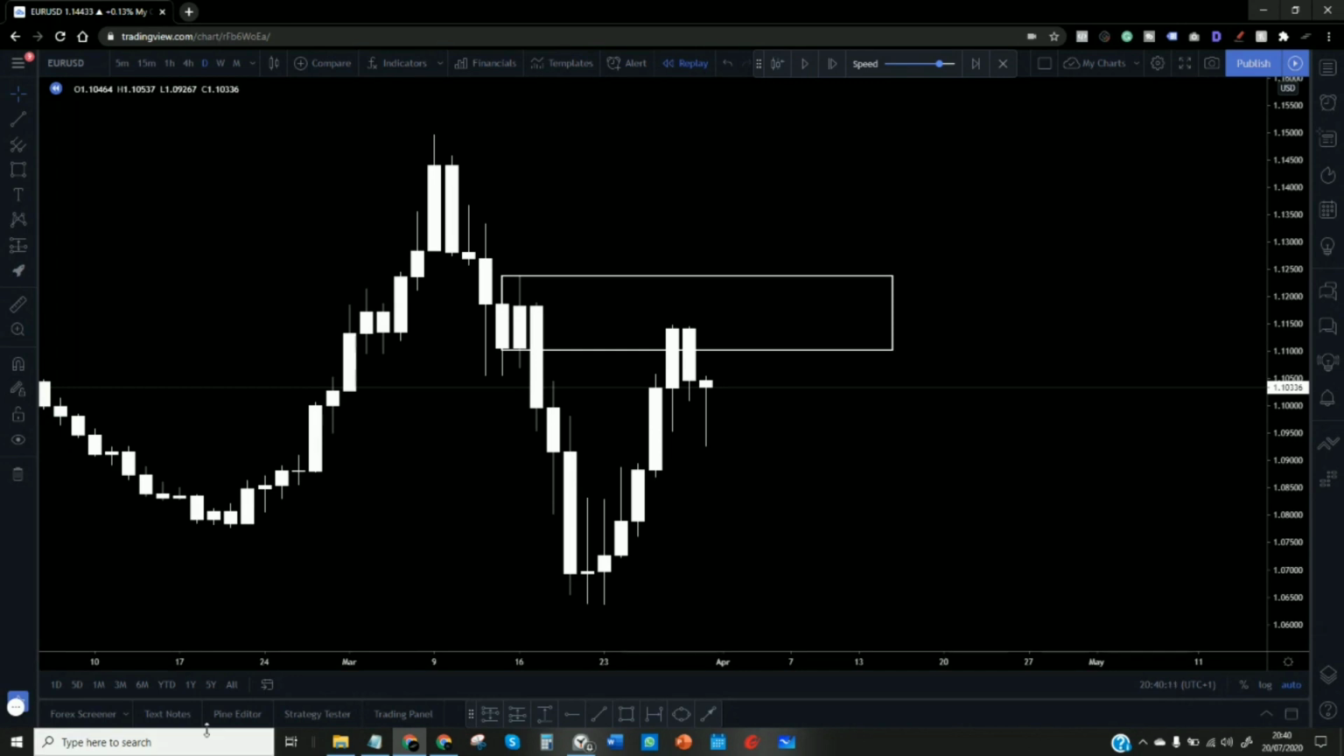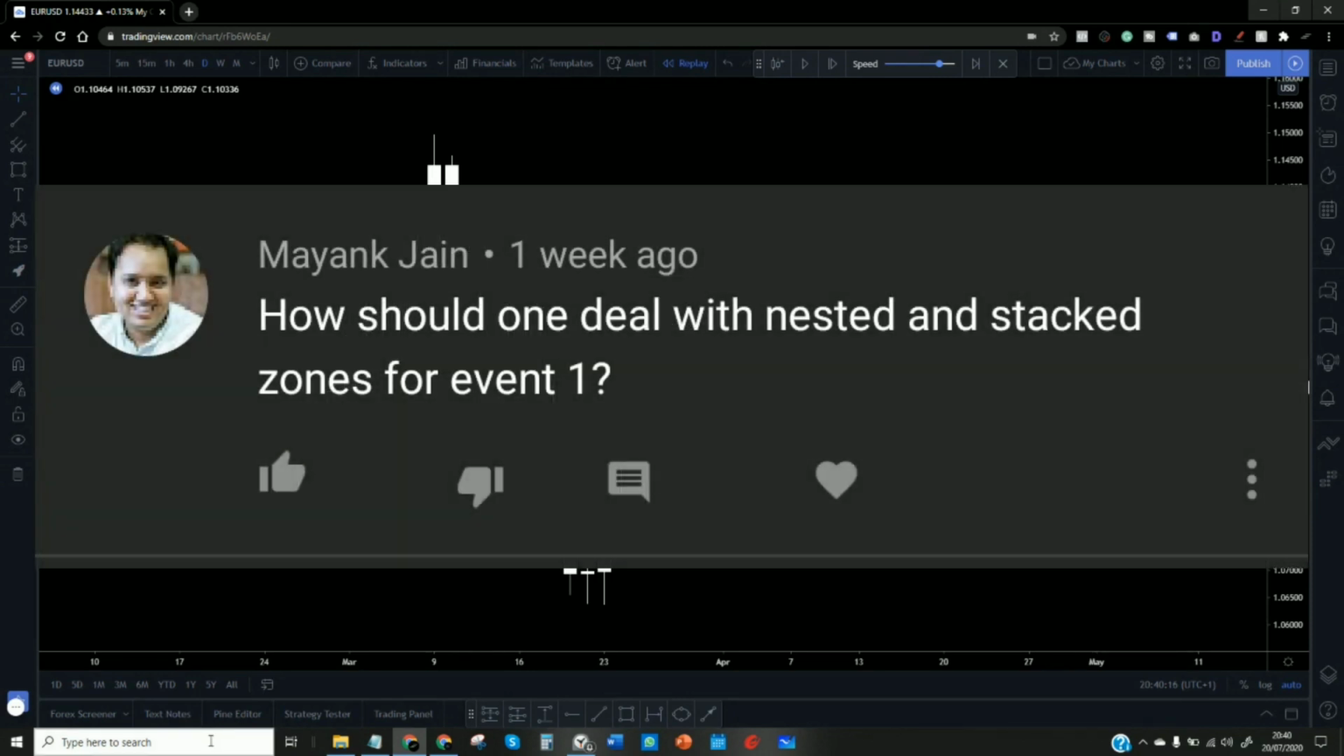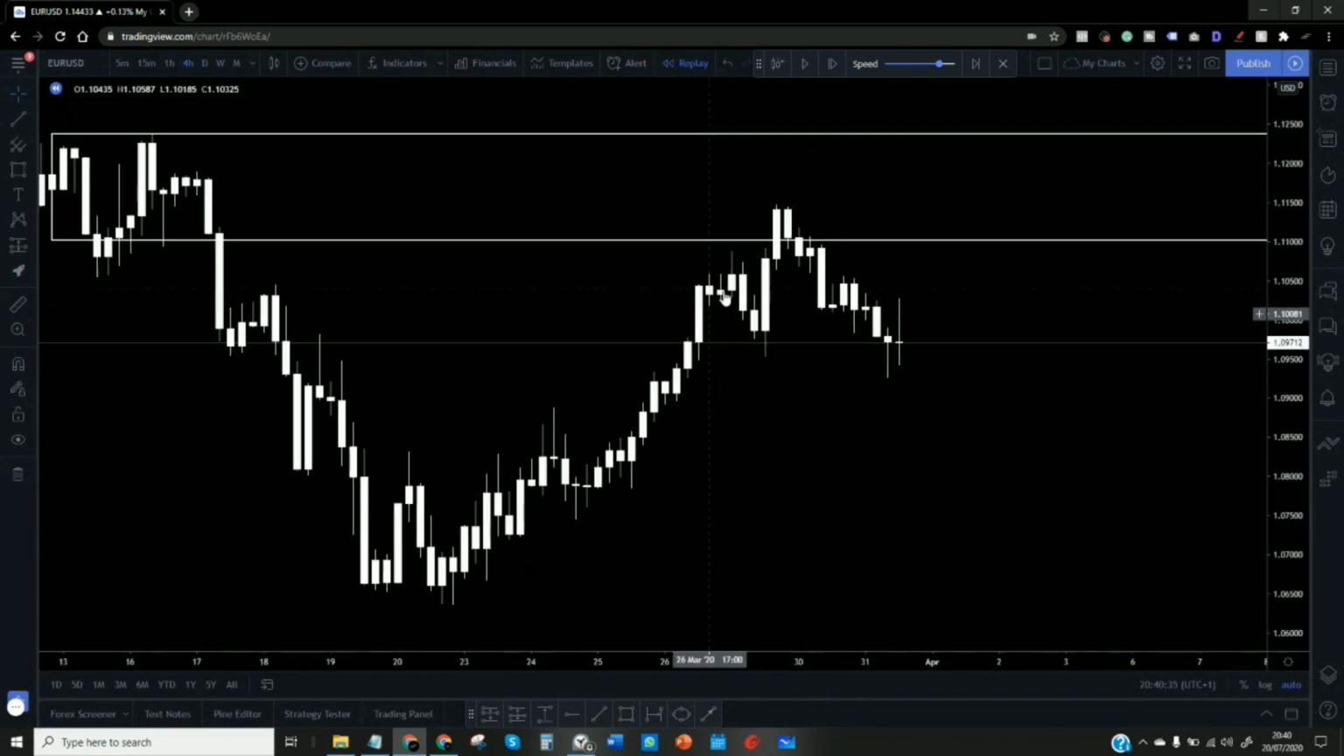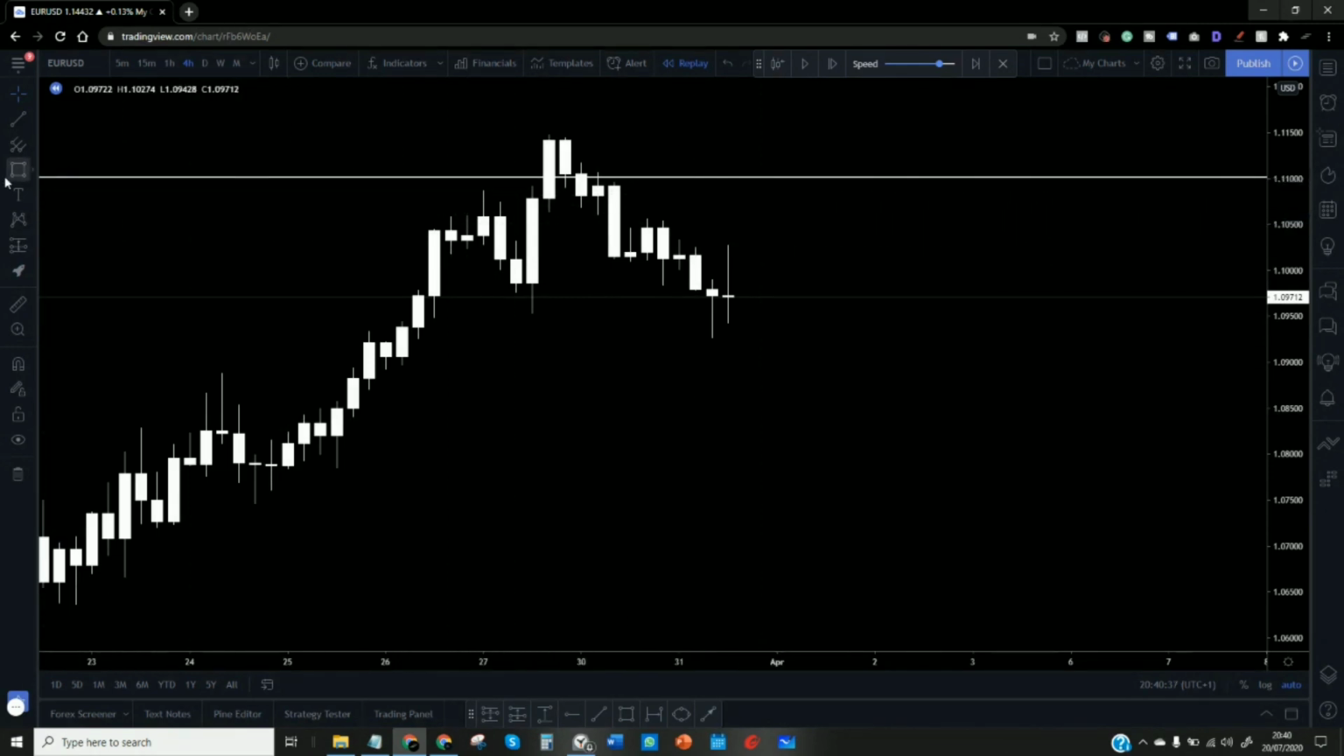Now, just for the sake of not butchering somebody's name, I'm going to call this gentleman MJ. And he asks, how should one deal with nested and stacked zones for event one? So I dived into the Euro USD and I found this market entering a daily area of supply on the 27th of March. So let's just go down to another time frame and let's just go to the H4.